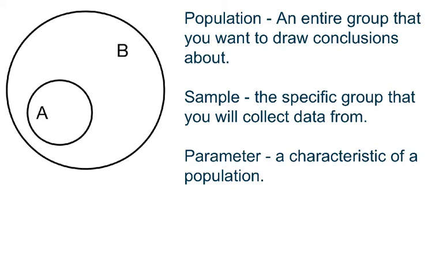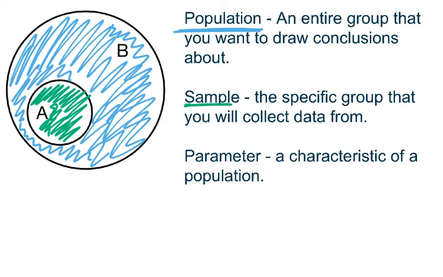Okay. So here are 3 vocabulary words that you need to understand: population, sample, and parameter. Okay, so the population is an entire group that you want to draw conclusions about. So it's the part in B and it's in blue. And then we'll talk about a sample. So sample is the specific group that you will collect data from. So a sample is like a small portion of the population. And if you look at the picture, that's A. The last thing we're going to talk about is something called a parameter. That's a characteristic of a population. So the parameter is what you're looking for in the sample, and we're basing that on the entire population.